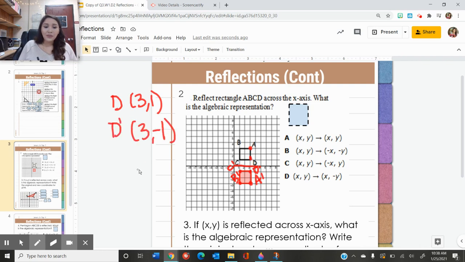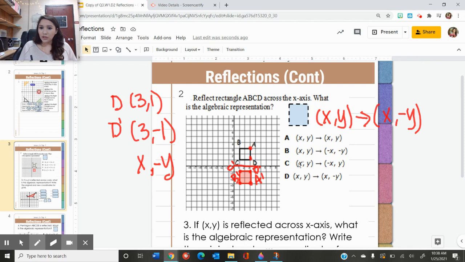Now, our x values stayed the same, but our y values changed. So to represent that change, we're just going to tag on a negative y. So this starts off with x, y. It transforms to x, comma, negative y. So here our answer is going to be D. Now again, we could have seen that we're reflecting across the x-axis, so that's telling us that our x value stays the same, but our y changes, so we should have picked D again.